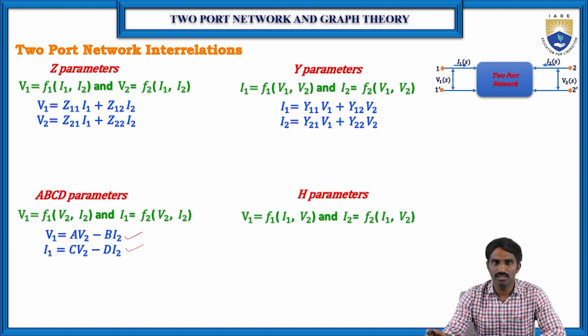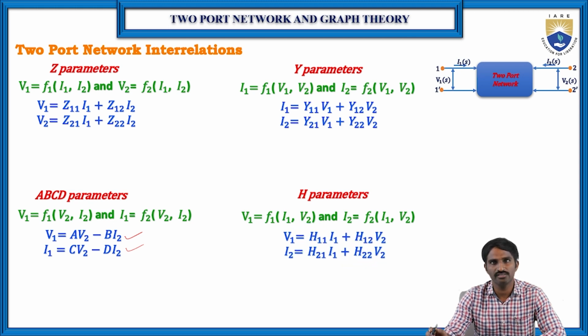So the input voltage V1 is a function of the input current and output voltage, and similarly the output current I2, the port 2 current, is also a function of the input current and the output voltage. So for the H parameters, the input voltage and output current are functions of the input current and the output voltage. So it is a mix: one parameter is considered from the input side, which is the voltage V1, and another parameter is considered from the output side, which is the current I2.